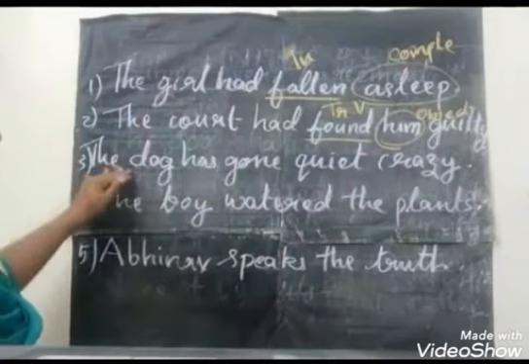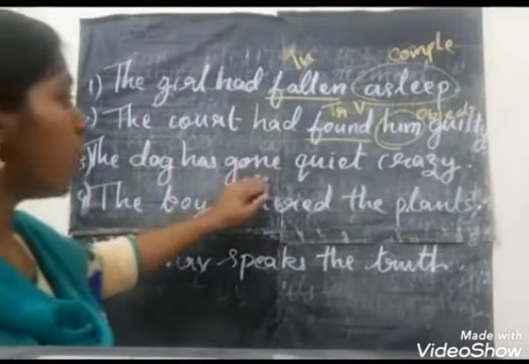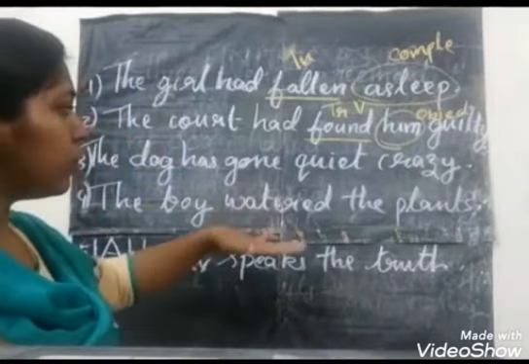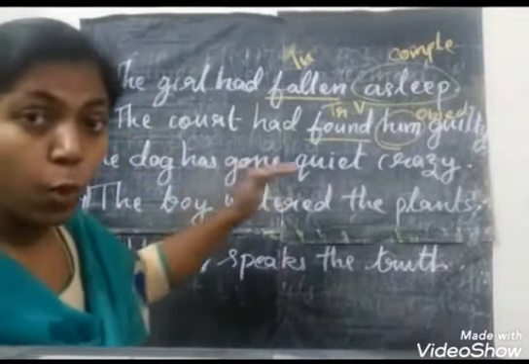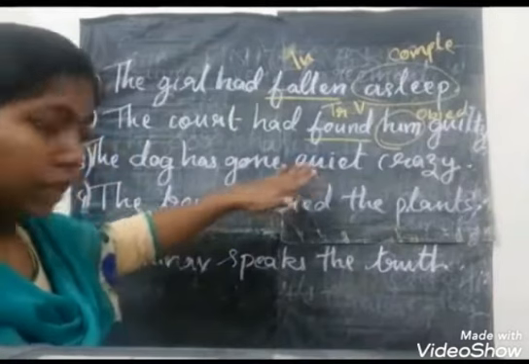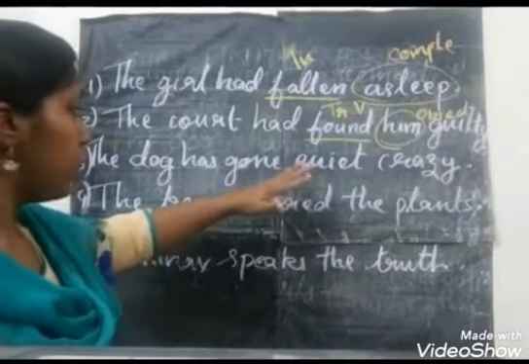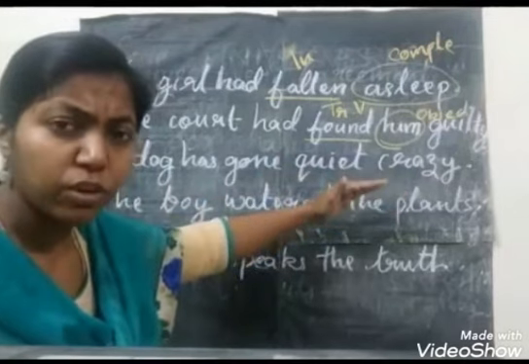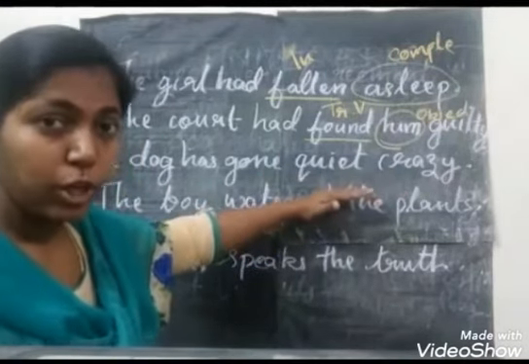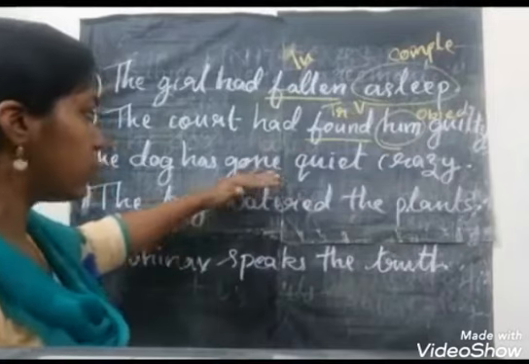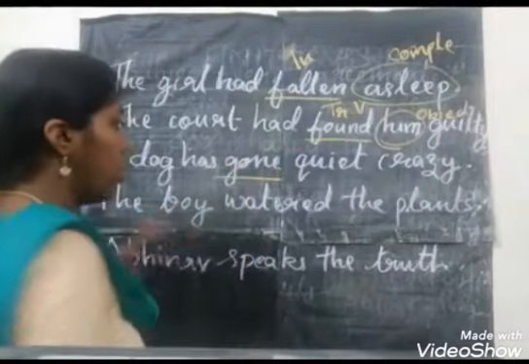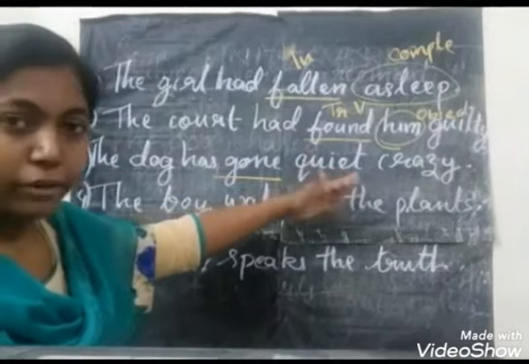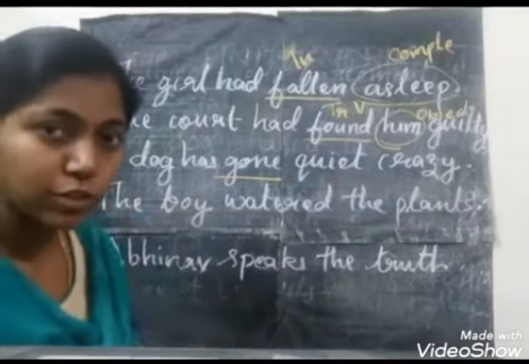Now the next one: The dog has gone quite crazy. Here you might get confused. There is no object here anyways, but let's look. You might think, gone what? Quite crazy. Can't this be an object? Which is the verb here? The verb is gone. Gone what? You can say quite crazy, but there's a confusion, isn't it? Now let's look.